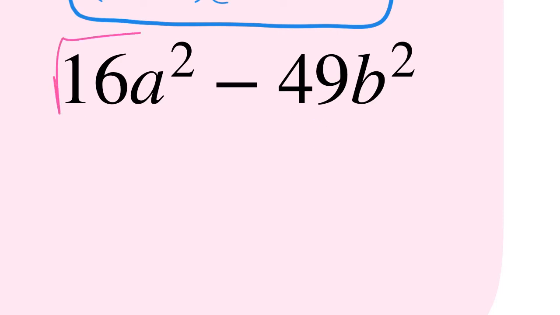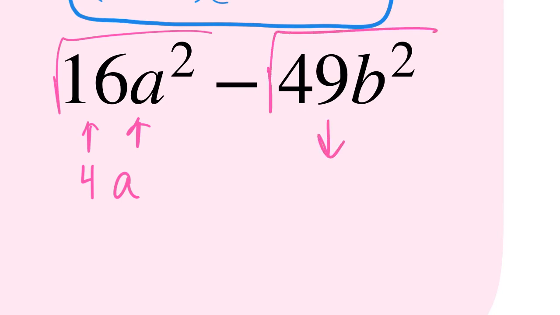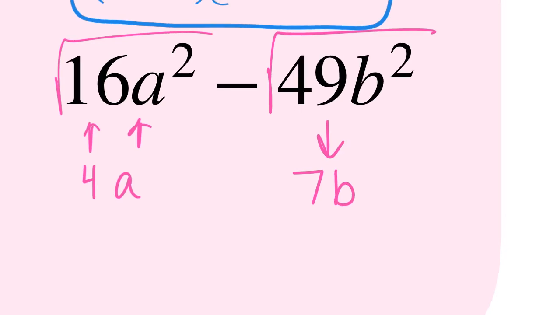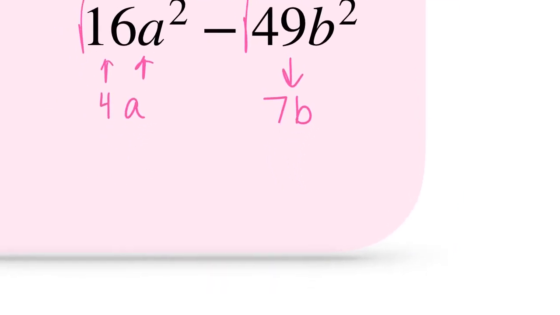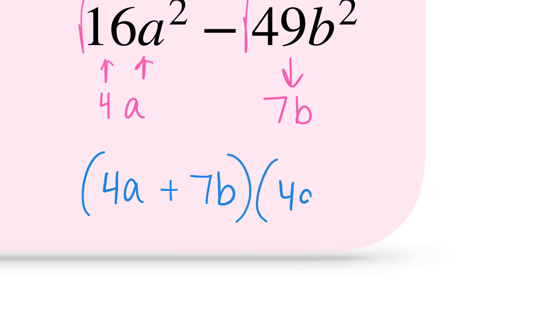So what is the square root of 16? Well, the square root of 16 is 4, and the square root of a squared is a, so that would be 4a. And then the square root of 49b squared, well, that would be 7b, because the square root of 49 is 7. And let's go ahead and write out our two factors. So we've got 4a and 7b. So that would look like this. 4a plus 7b and 4a minus 7b.